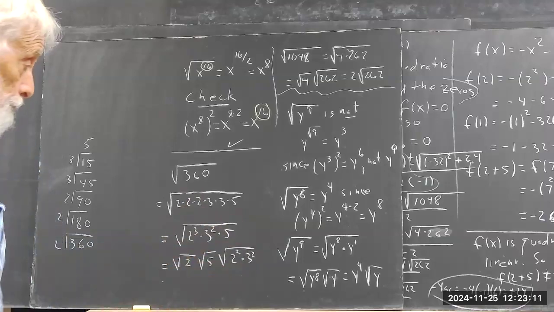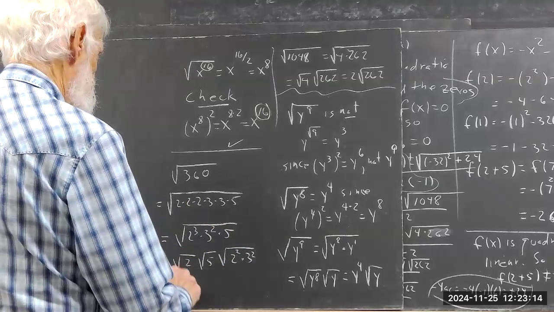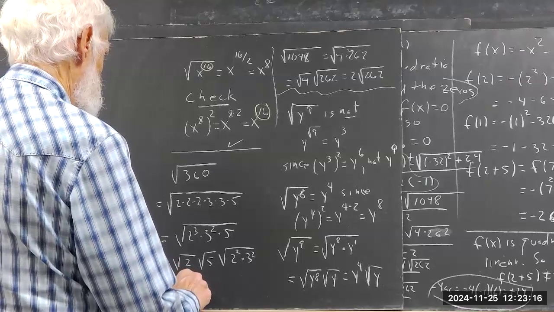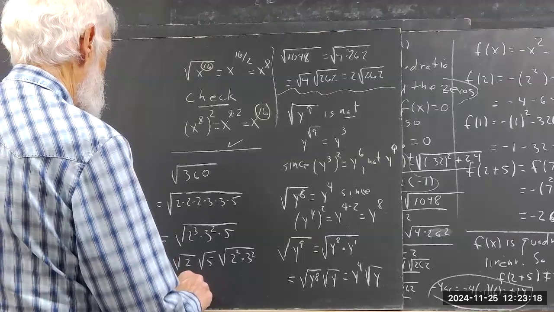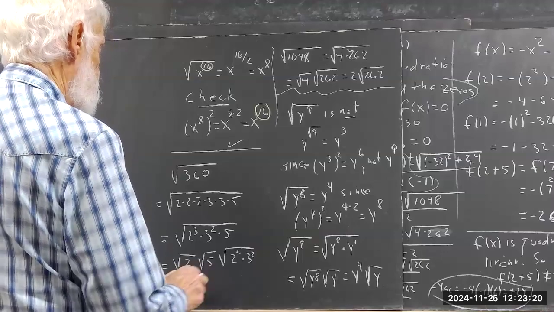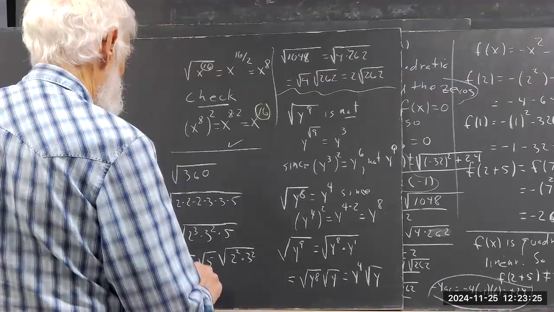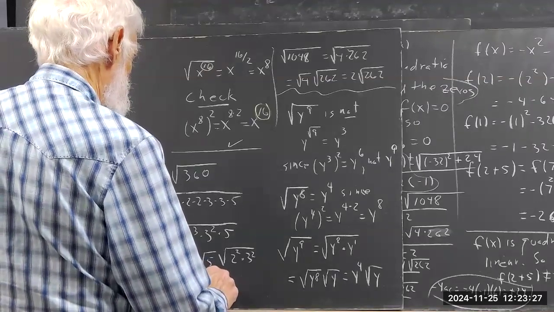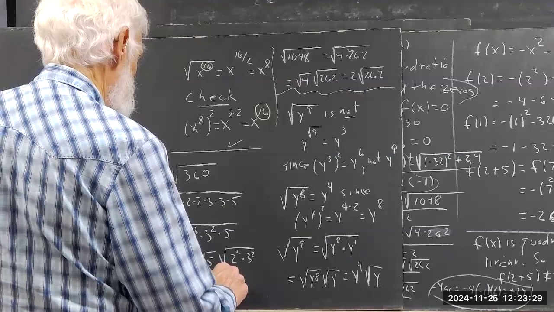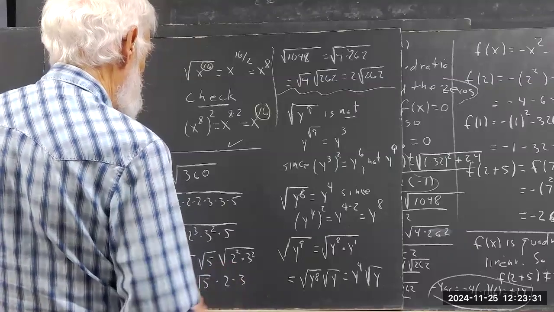Okay. That's going to be the square root of 2 times 5 if we want, and actually I want to write that as the square root of 2 times the square root of 5 times 2 times 3.